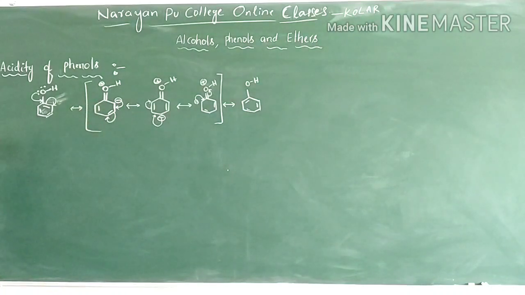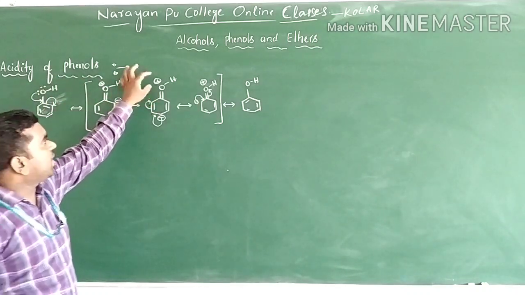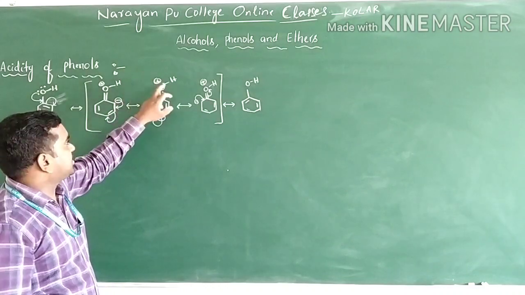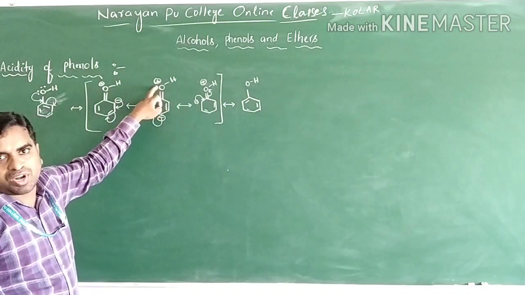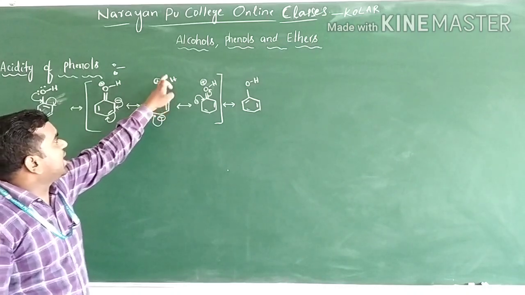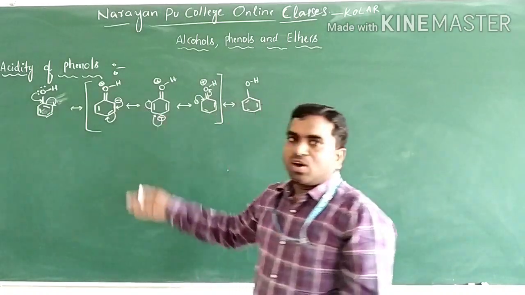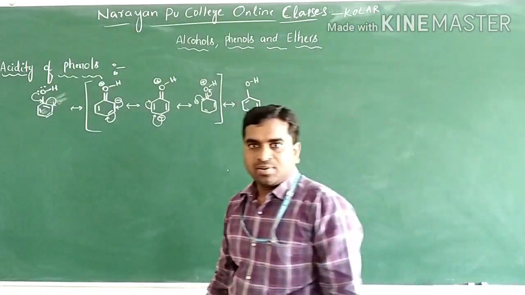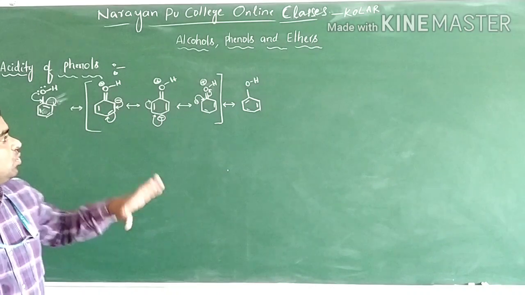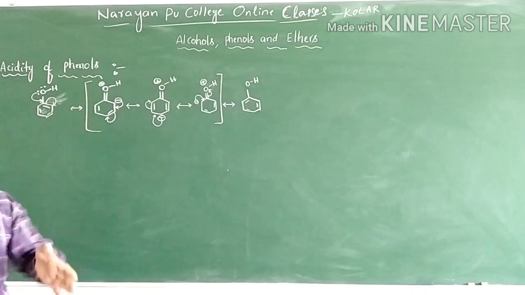If you observe these structures, oxygen is losing electrons and acquires a positive charge. Oxygen becomes very electron deficient and unstable. It will take electrons from the hydrogen and release the H plus ion very easily. That's why phenols are acidic in nature. Clear?